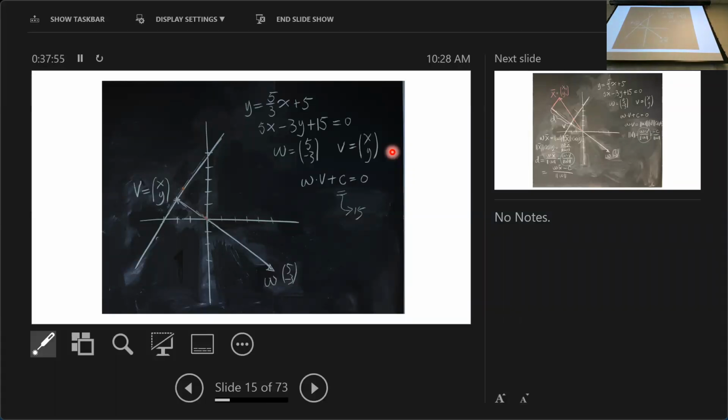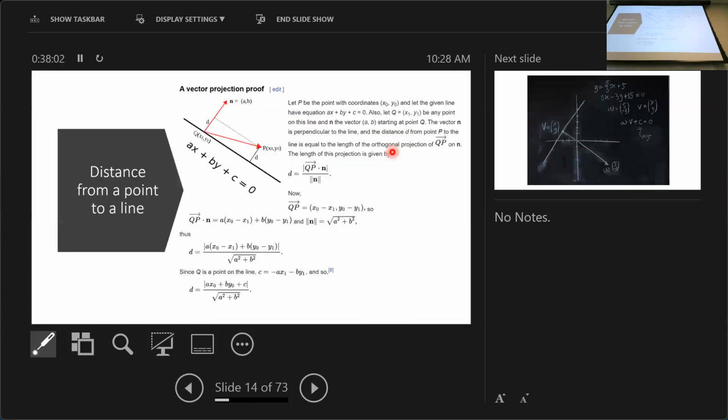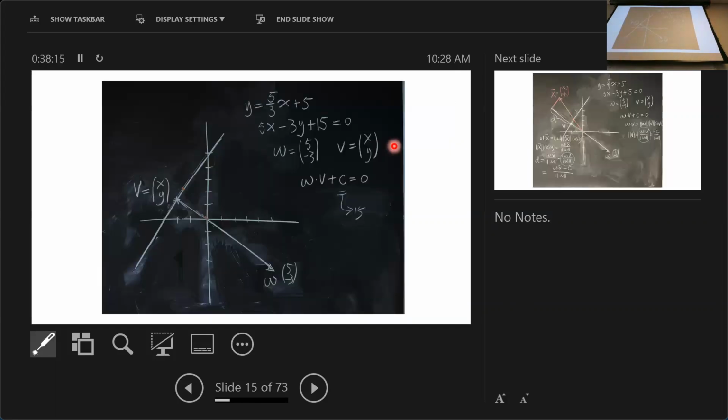Now we need two numbers. One is this, one is that. In the previous slide, this a and b are two constants. So you have a and b in front of x and y, and you have a constant c. So this defines your straight line. Here we have three numbers, 5, 15. So I'm going to put these two into a vector W: 5, minus 3. Right?